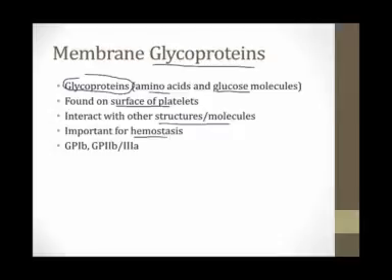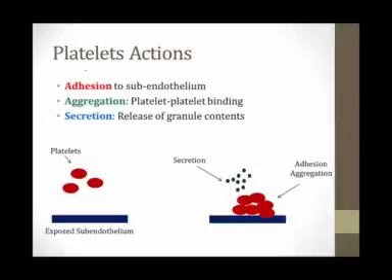And two membrane glycoproteins that are particularly important for hemostasis that we'll discuss in this module are GP1b and also GP2b3a. So now that we understand von Willebrand factor and surface glycoproteins, we can go back to our three steps of platelet plug formation and talk about them in detail. So let's start by talking about platelet adhesion.